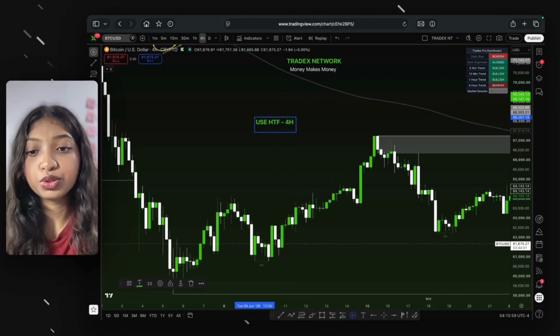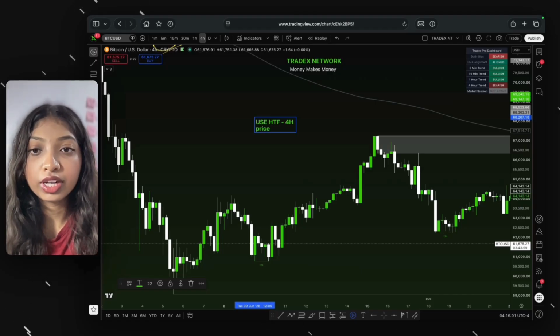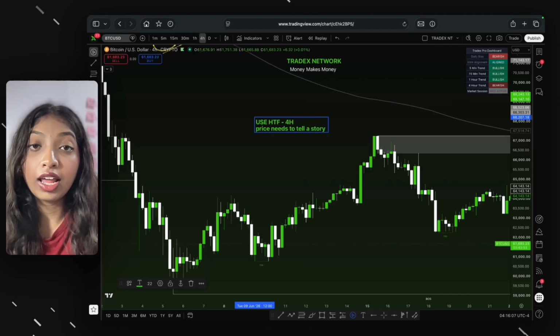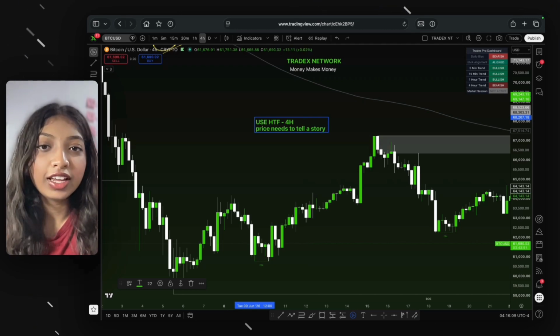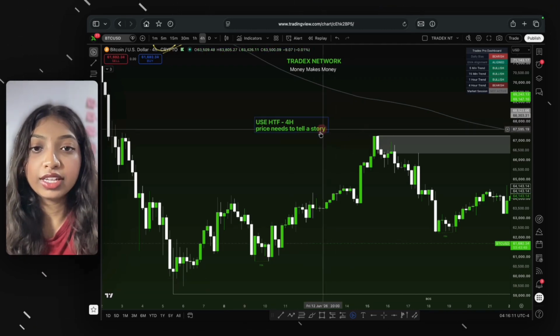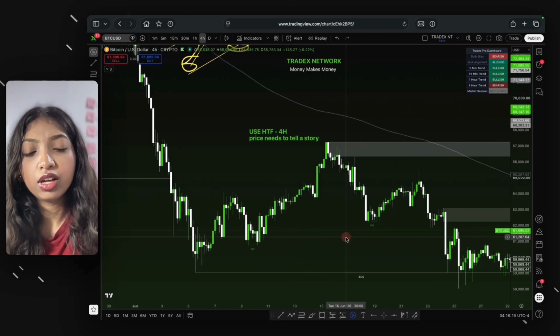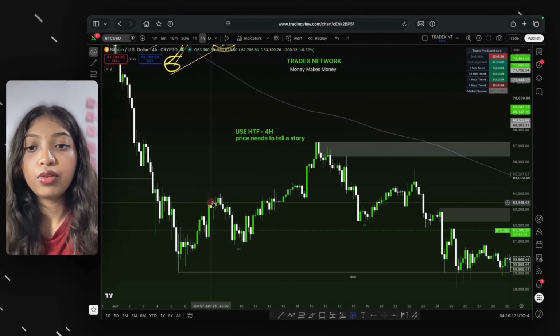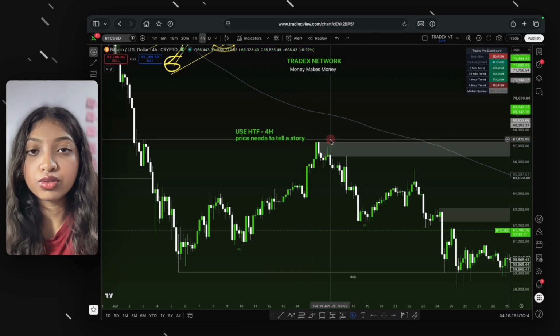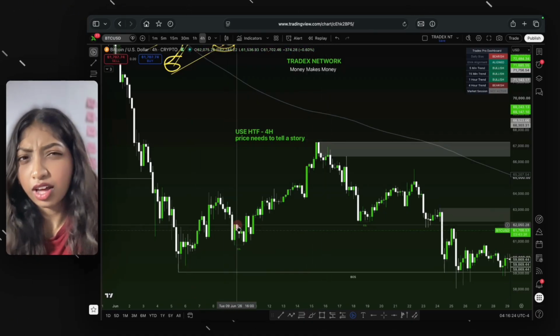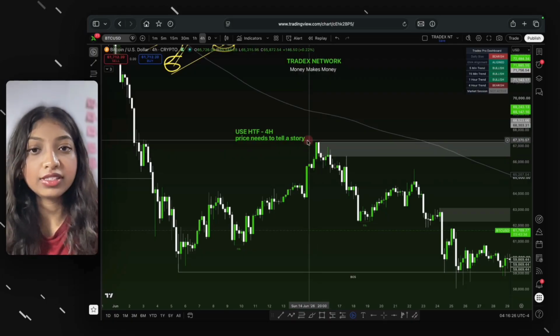Next step is step number 2. Price needs to tell a story. Okay? And what is that story and what do I mean? What I mean by price tells a story is that first we need to wait and watch the story. So right over here, price is telling us that, hey, we're making higher highs and higher lows. That means price is telling a story.